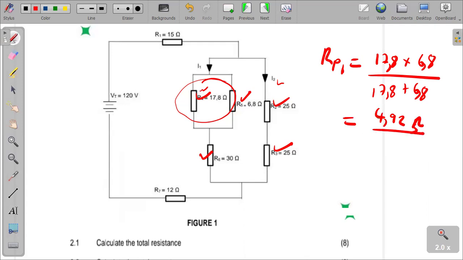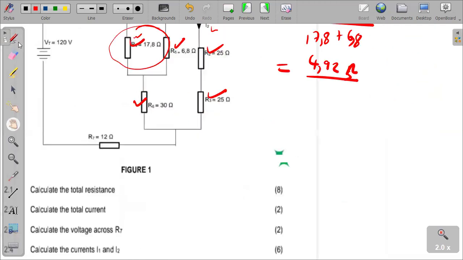How is this 4.92 connected to the 30 ohm? They are apparently in series, the two of them. So this 4.92 that we got is in series with the 30 ohm resistor. So let's first add them. 4.92 plus 30. What do we get? We get 34.92 ohms.